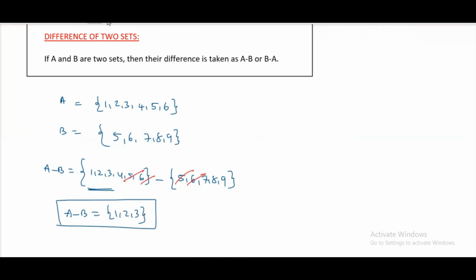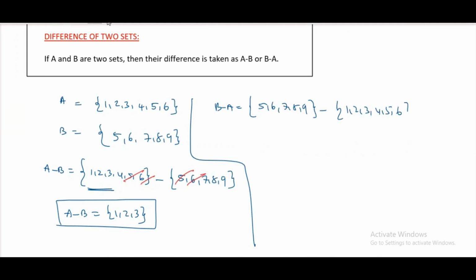So if I want to take B minus A, how will I take it? First I should write B, that is 5, 6, 7, 8, 9, minus A, which is 1, 2, 3, 4, 5, 6. If I cancel the common elements, the left out elements in the first set are 7, 8, 9. So this is how we can find B minus A.